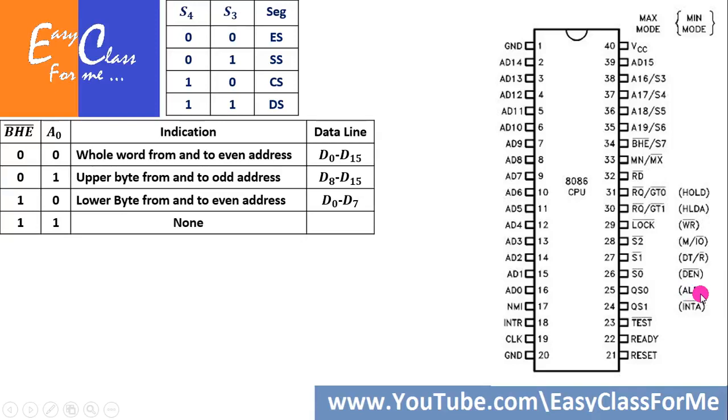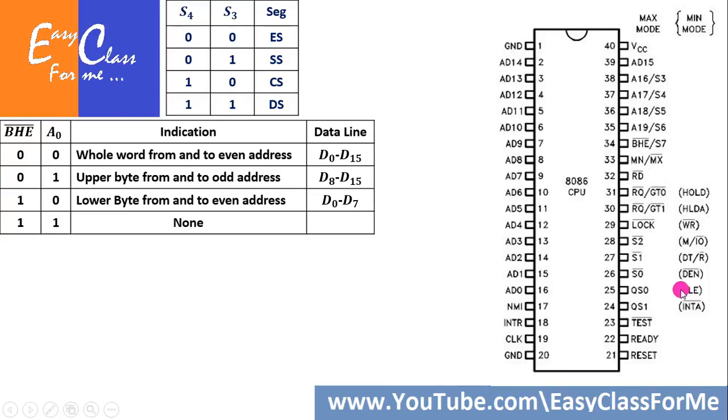Similarly, we have address latch enable, and we have seen the meaning of what address latch enable does. Address and data buses are multiplexed inside the microprocessor to save the total number of pins. So address latch enable is used to store the address which is generated by the address bus externally into some register or a latch, so that it is available for future use.